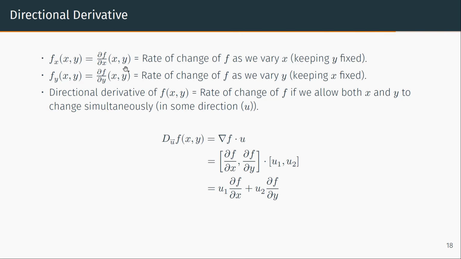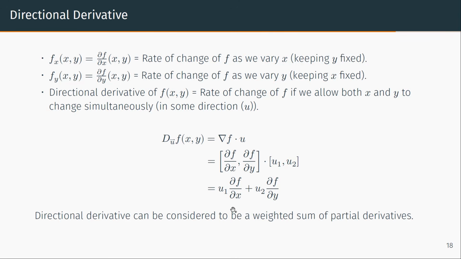They are indeed the weighted sum of partial derivatives. So these are the partial derivatives, and this u vector is giving you the direction in which you want to compute the directional derivative. So this is what you get, which is actually a weighted sum of the partial derivatives. Let's take an example.